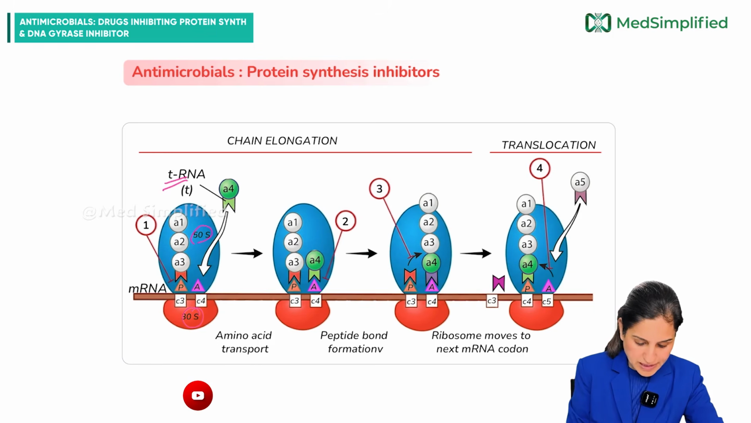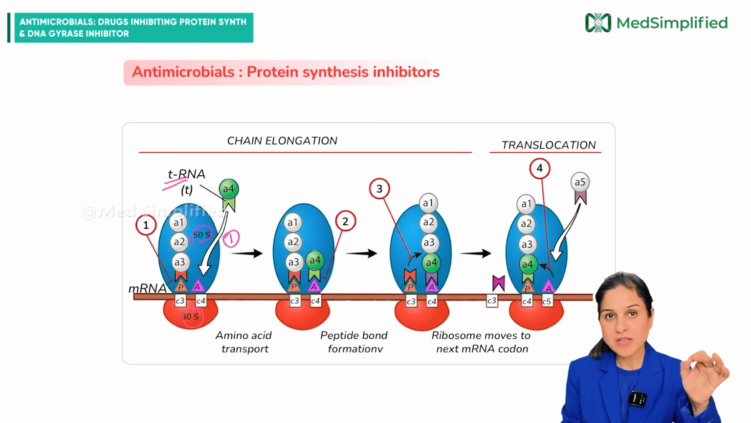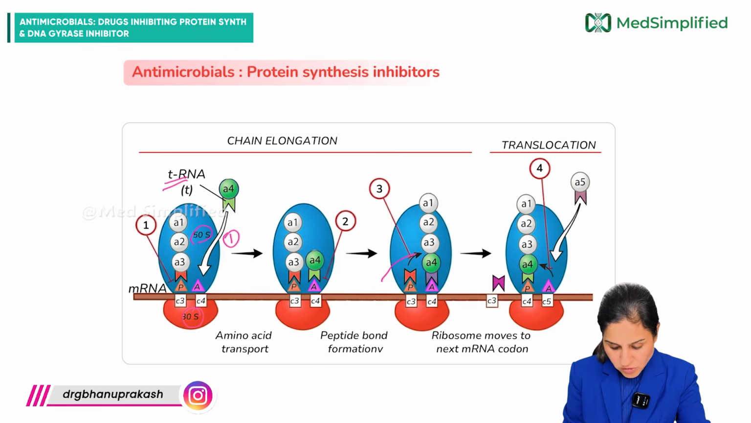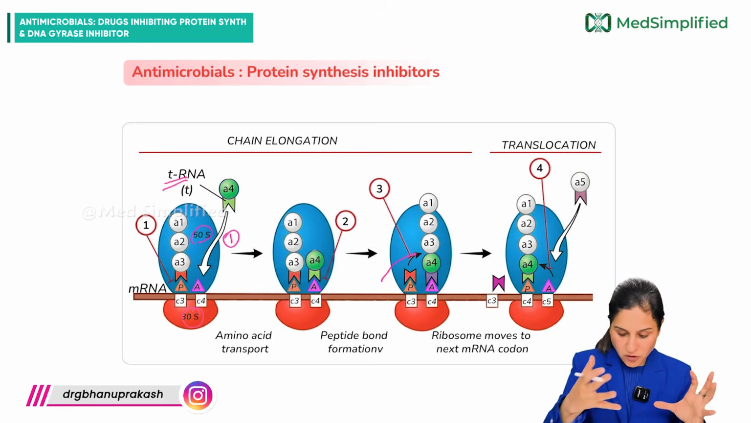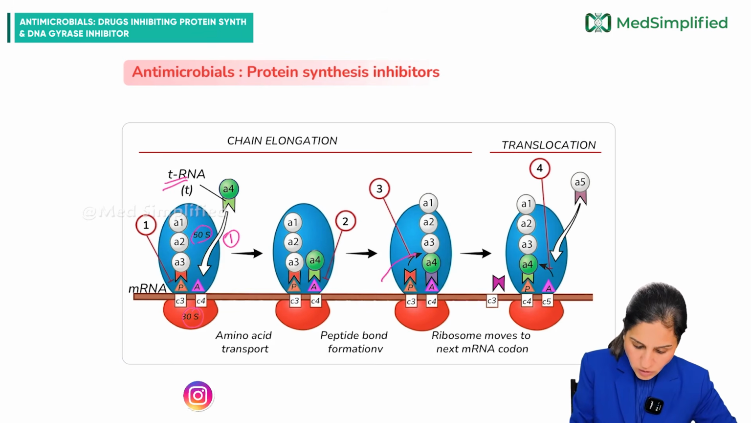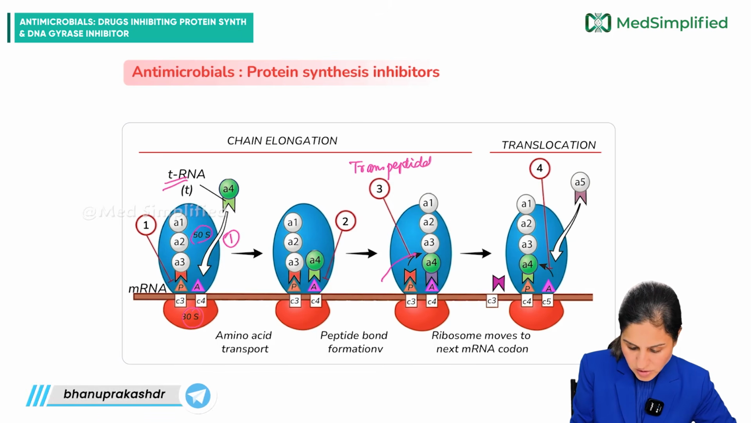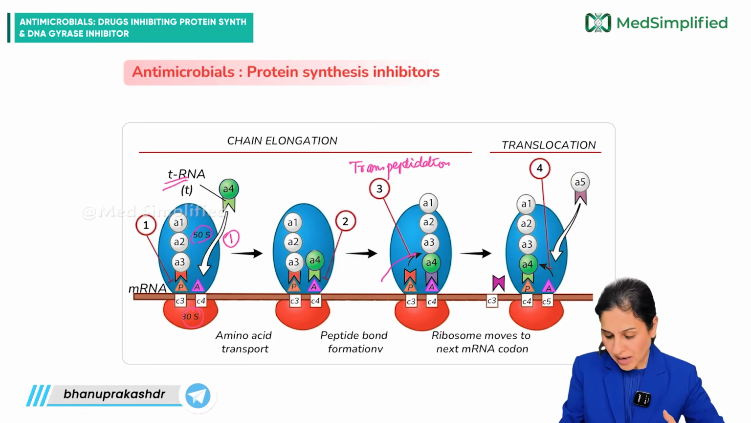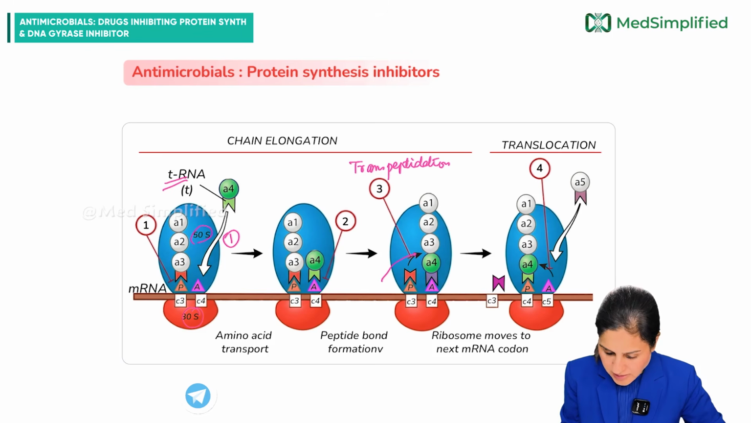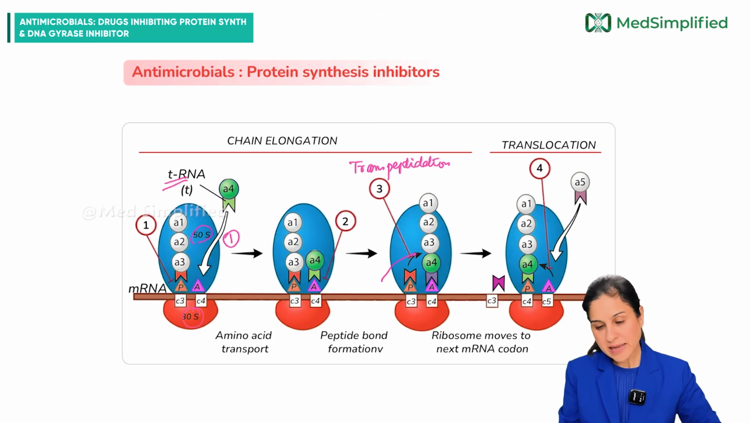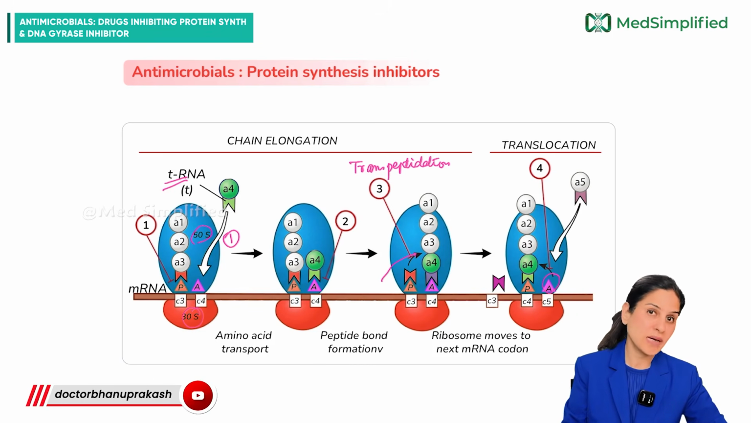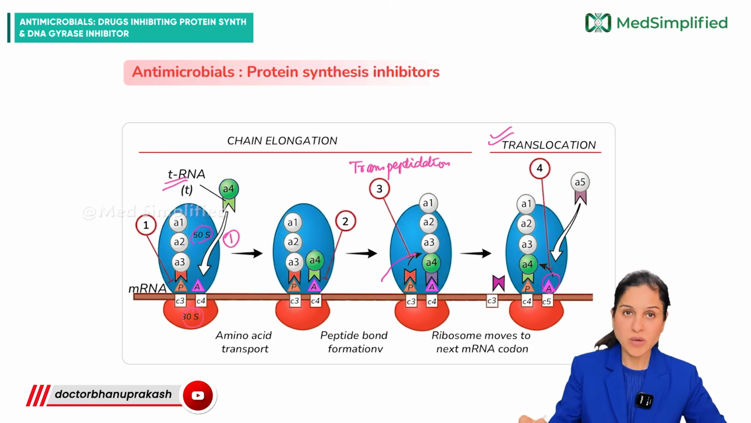So this is the first step where the new amino acid binds to the acceptor site. Then after it binds to the acceptor site, there is movement of the amino acid chain from the P site to the A site, and this we call transpeptidation. Then the mRNA moves and the ribosomes glide over the mRNA. So there is shifting of the A and the P site, and a new A site is revealed, while the older A site now becomes the P site. So this is called translocation, right?